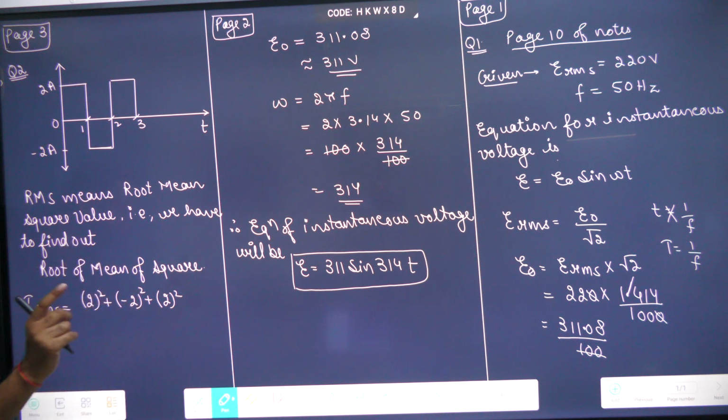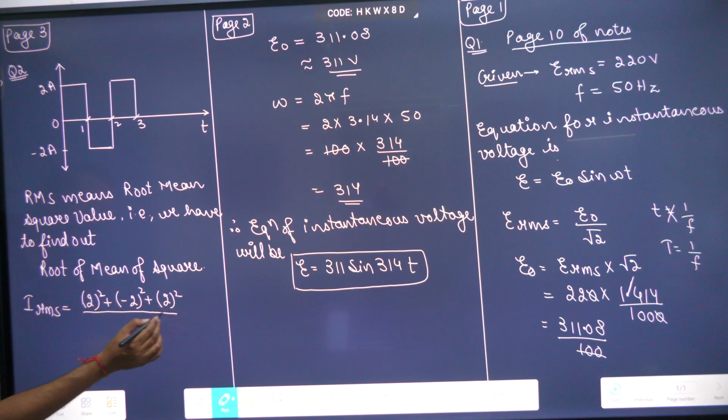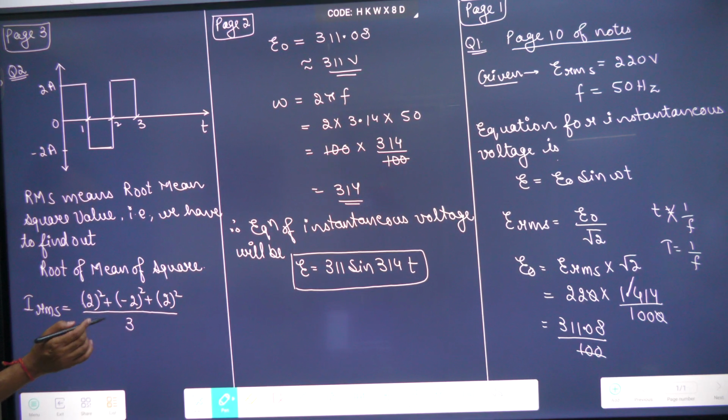And what will be the mean of these square values? If we wish to calculate the mean, we have to add all the terms and divide by the total number of terms. The number of terms is 1, 2, 3. We have added these three square terms and we are dividing by the number of terms, 3. This is mean of squares. Now we have to calculate root of mean of square. Root means square root.